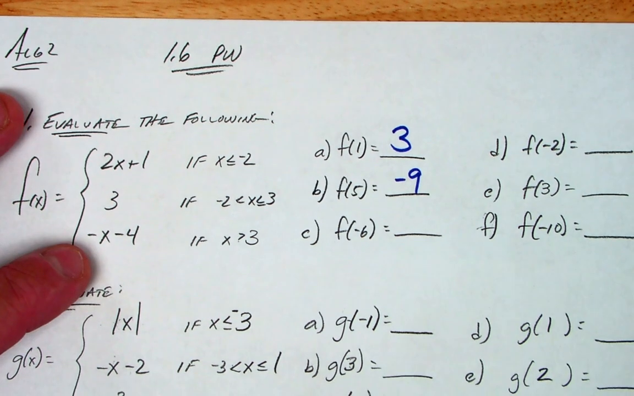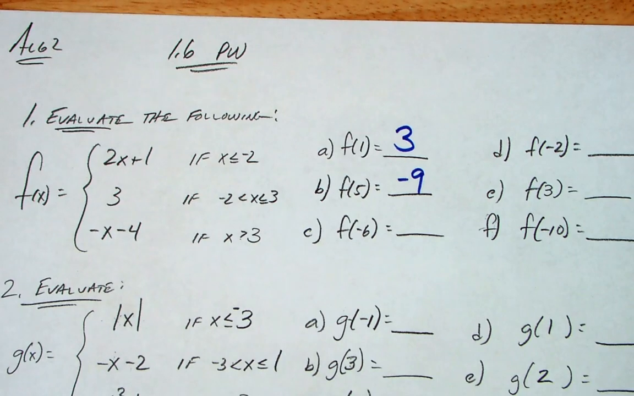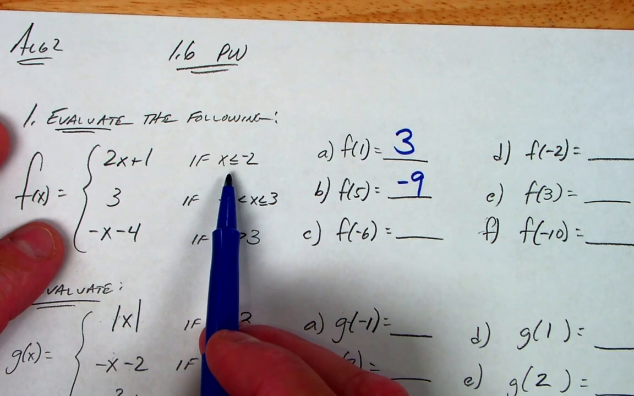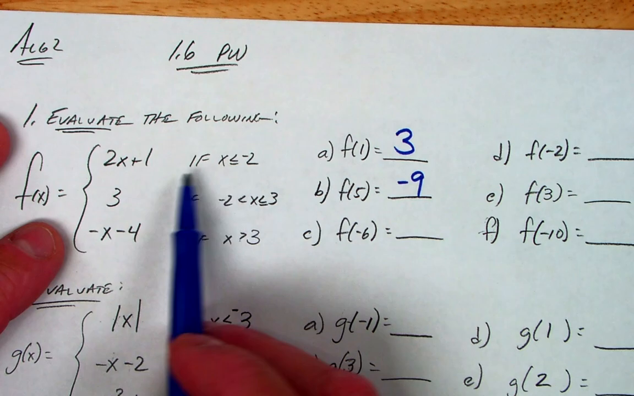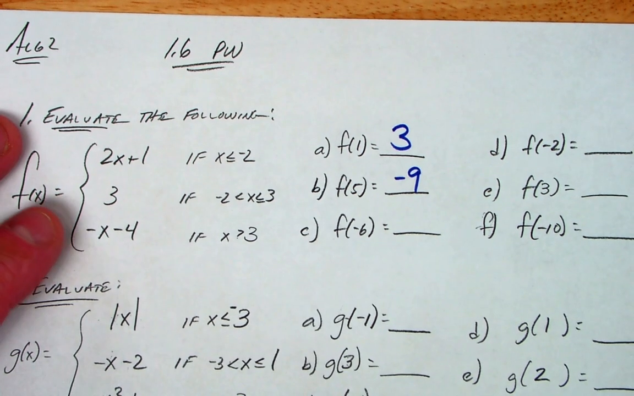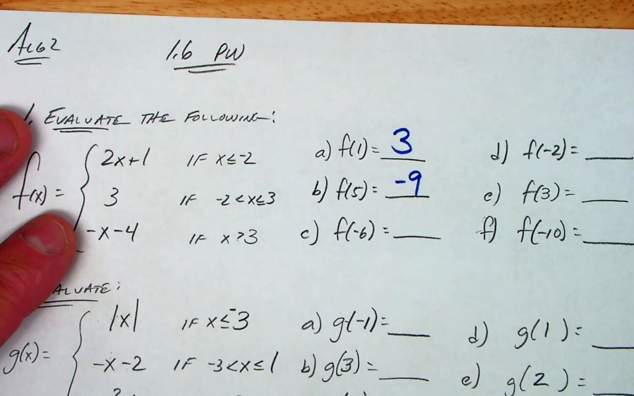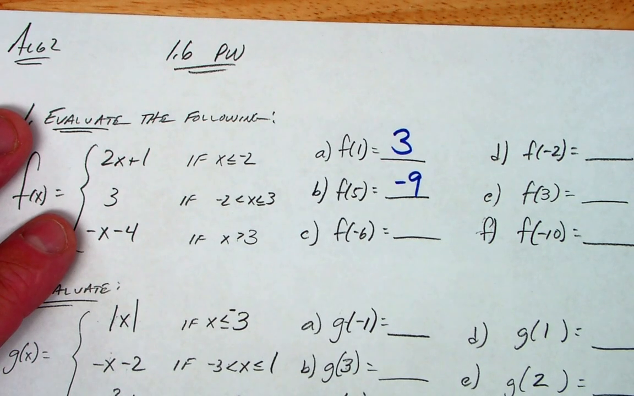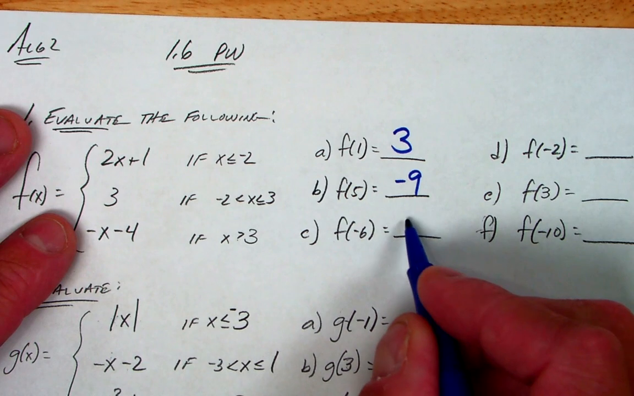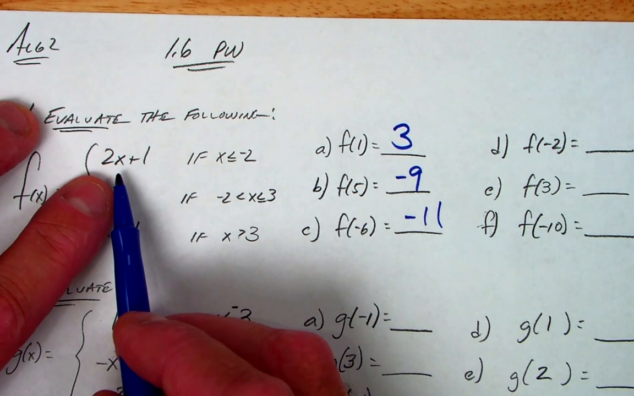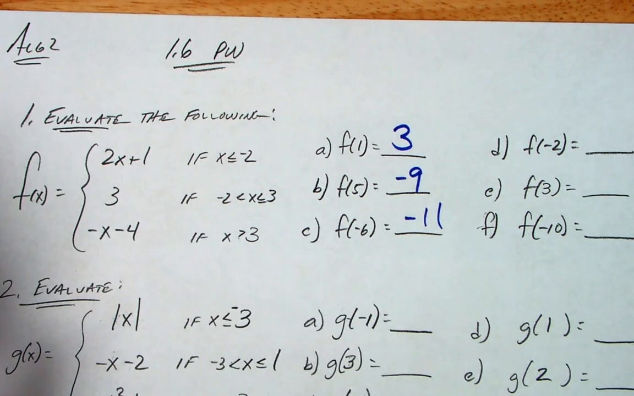F of negative 6, help me out. Are we going to plug it into the first one, the second one, or the third one? First one, because negative 6 satisfies this condition, less than or equal to negative 2. So when I plug that in, what do I get? Negative 11. Why? Because 2 times negative 6 gives me negative 12, plus 1 is going to give me negative 11.